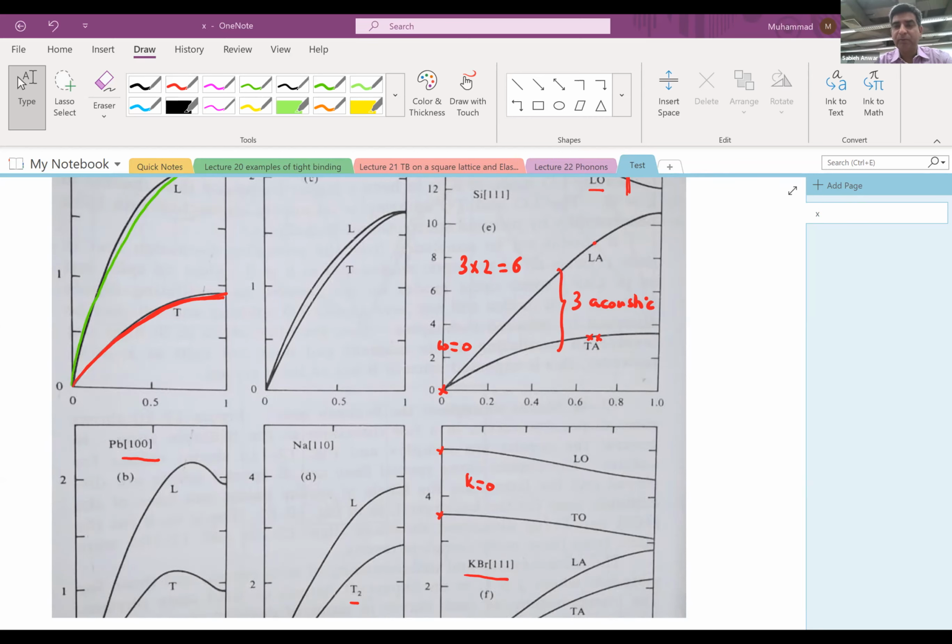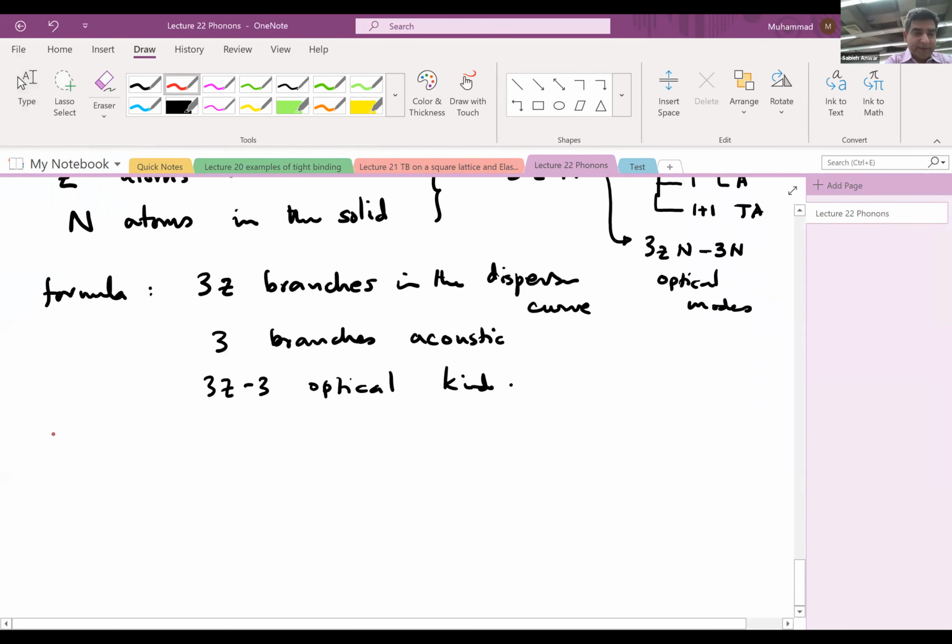All right, so let's now move on to phonons.